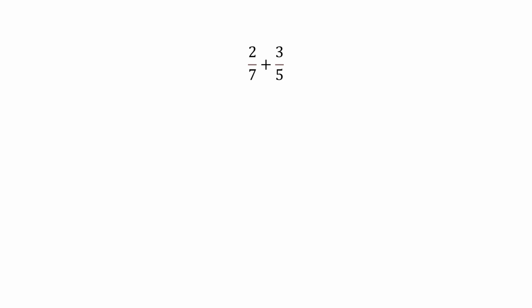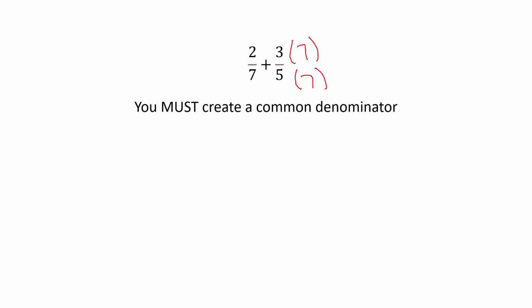If I have 2/7 plus 3/5, I can't add these as they are. I have to create a common denominator. And the quickest way to do that is to simply multiply it by each other. So I'm going to take this whole fraction, multiply by 7, this whole fraction, and multiply it by 5. Now I can sit and find the least common multiple, but it's quicker and easier just to multiply it by each other. When I do that, I get 10 over 35 plus 21 over 35.